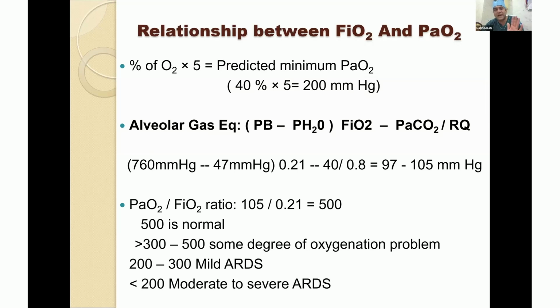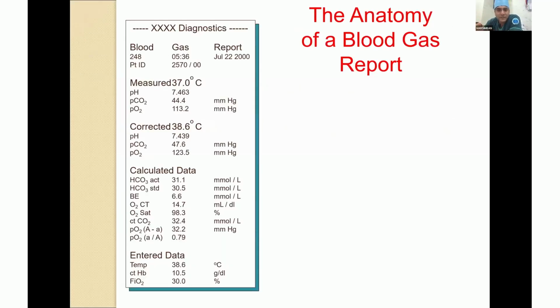For example, my patient's FiO2 is 40 and PaO2 is also 40. It means the ratio is 100. So it means that the patient is in severe ARDS. So this is the normal looking ABG of the patient.